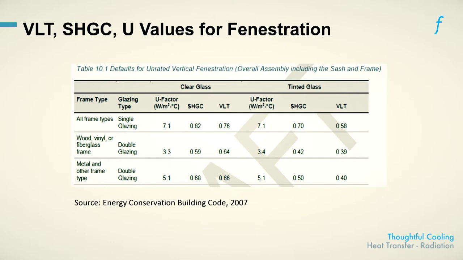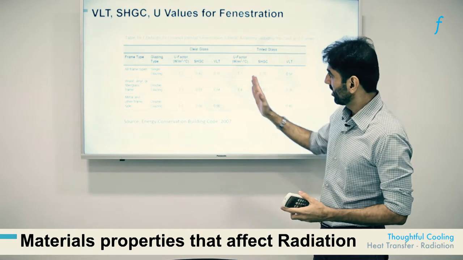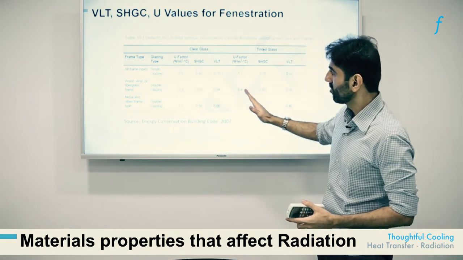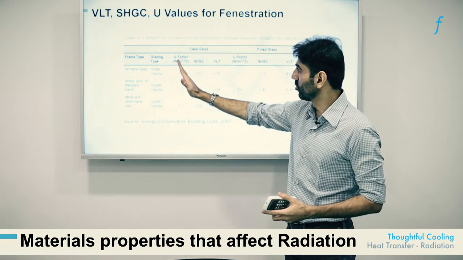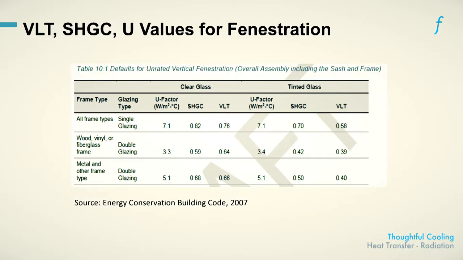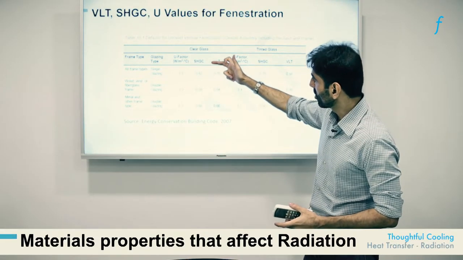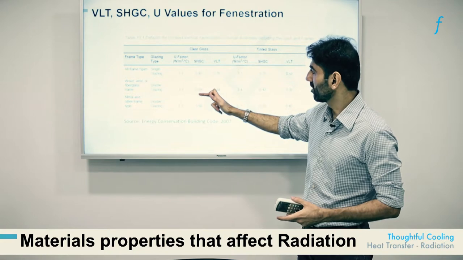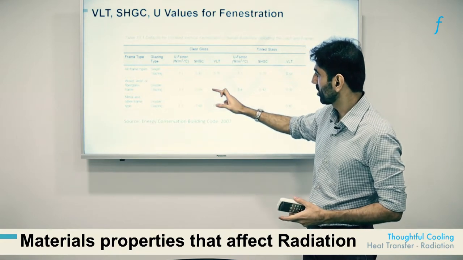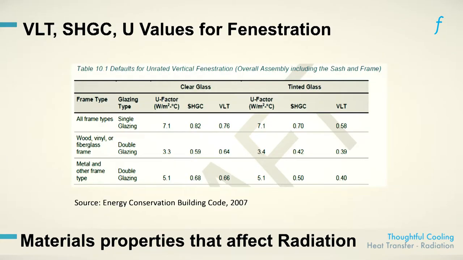Here is the trade-off part of the design. It indicates simultaneously for different kinds of materials what the U value, solar heat gain, and visual light transmittance properties are. As you can see, if you reduce the visual light transmittance, you also get a benefit of reduced solar heat gain, right? But this comes at the cost of natural light in spaces.